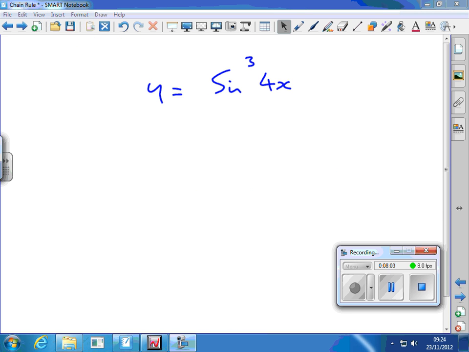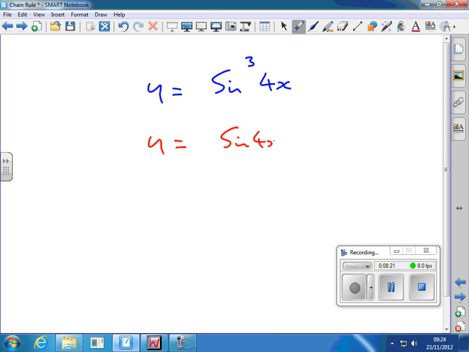The only difficulty with applying the function rule is deciding what u is. And this is a classic example of where you might go wrong. Sine cubed 4x. Remember, this is just a convention for writing y equals the sine of 4x, cubed. That's just a shorthand way of writing the sine of 4x cubed. That's what that means, sine cubed 4x. Once you see it like this, then hopefully it's obvious what the inner function is.